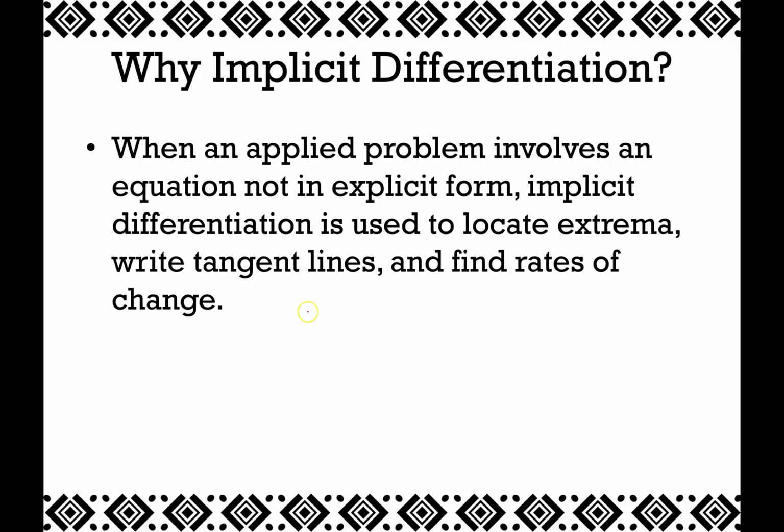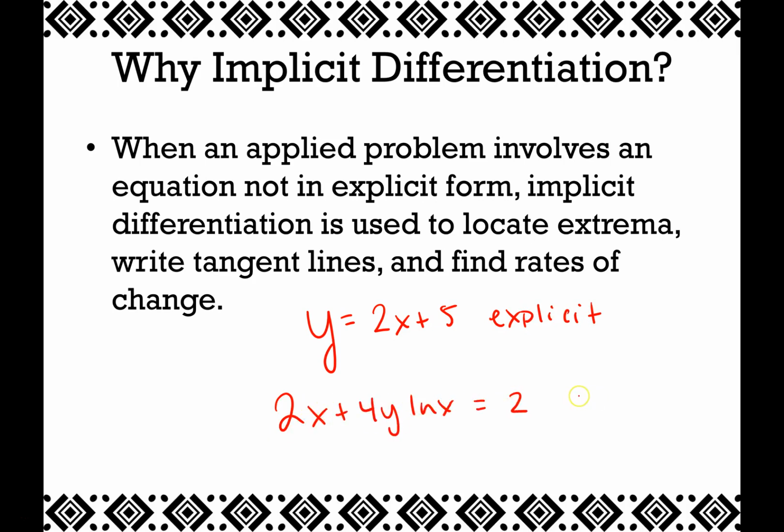Just know that this right here is in an explicit form, where y is solved for, y equals. But in a problem like 2x plus 4y ln x equals 2, this is implicit. We have not solved for y. But we're learning that we can still take the derivative of it and solve for y prime, or dy/dx.